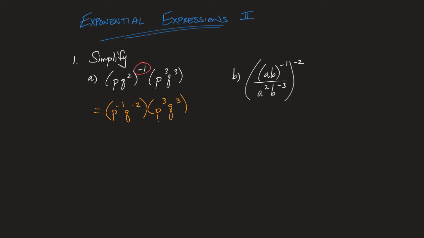Because now when I go through, I am multiplying powers of the same base. That means I'm going to add those exponents. And you'll notice that just my operations took care of my negative exponents. So hopefully we have what we see in orange, and we were good.